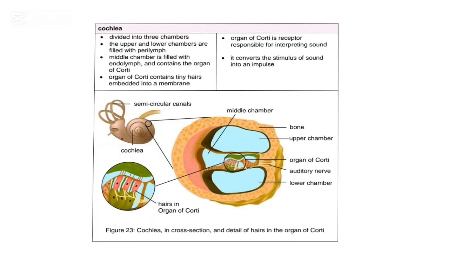The last part of the inner ear is the cochlea. The cochlea is divided into three chambers. The upper and lower chambers are filled with perilymph. The middle chamber is filled with endolymph and contains the organ of Corti. Organ of Corti contains tiny hairs embedded into a membrane. Organ of Corti has the following functions. Organ of Corti is a receptor responsible for interpreting sound, and it converts the stimulus of sound into an impulse.